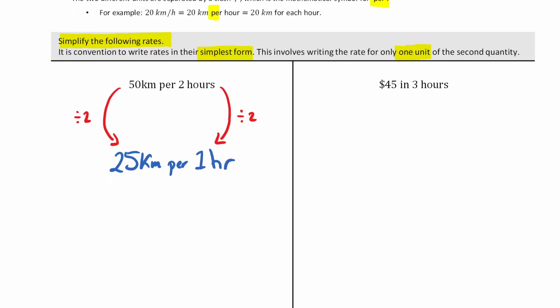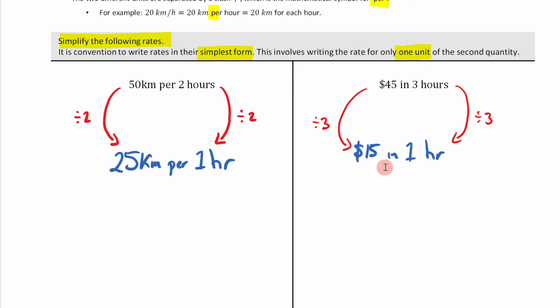We'll come to the next one. And again, it's the same logic. We don't want 3 hours, we want 1 hour. So if we want 1 hour, we're going to have to divide by 3, because 3 divided by 3 is 1. And whatever you do to one side, you have to do to the other side. So divide this side by 3. What is 45 divided by 3? It's going to be $15 in 1 hour. So you're earning $15 in 1 hour.